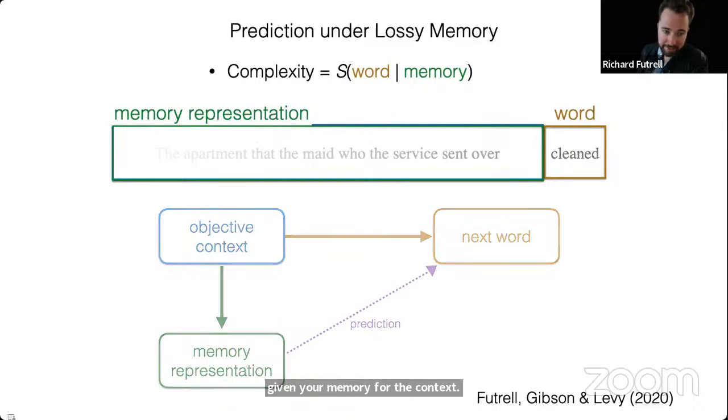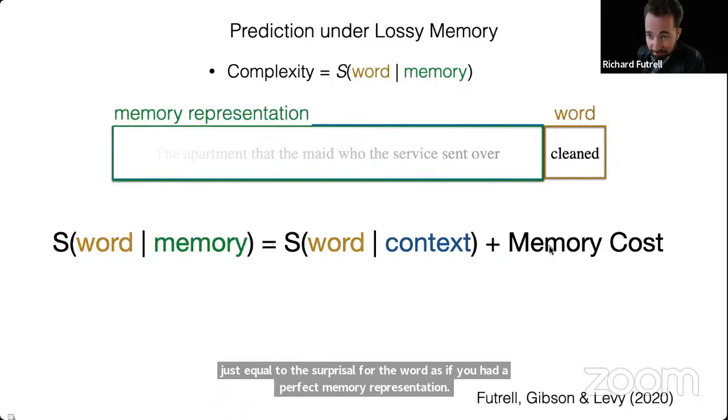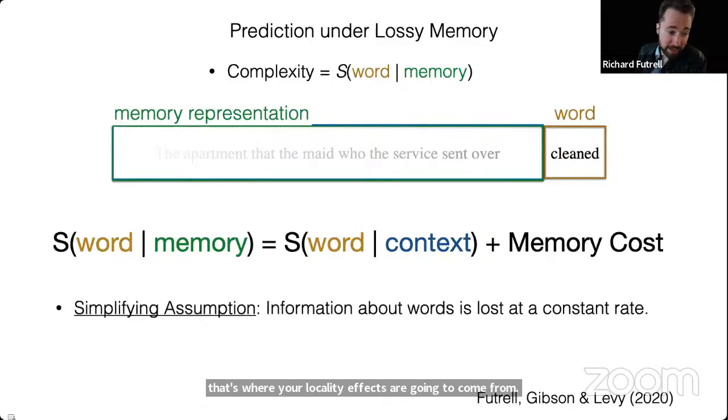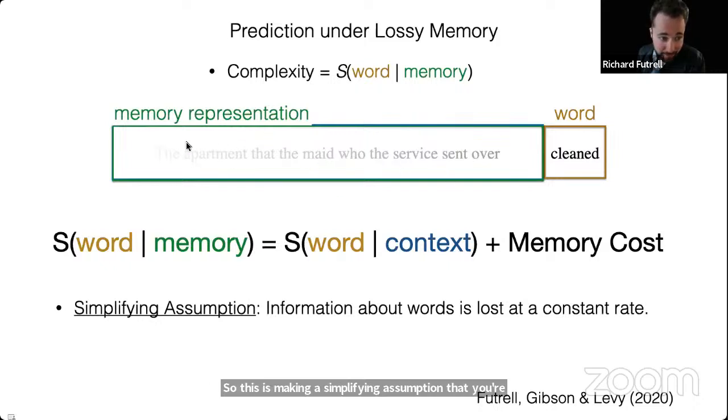And when we do that, we get something like this. Your actual surprisal for a word given your lossy memory representation is just equal to the surprisal for the word as if you had a perfect memory representation, plus some extra memory cost. And that's where your locality effects are going to come from. And I'll show that exactly. You're going to actually get a generalized form of dependency locality effects out of this. So this is making a simplifying assumption that you're just losing information in your memory at a constant rate as you go back in time. We're going to revise that assumption later, but that's a simple assumption we can make for now.